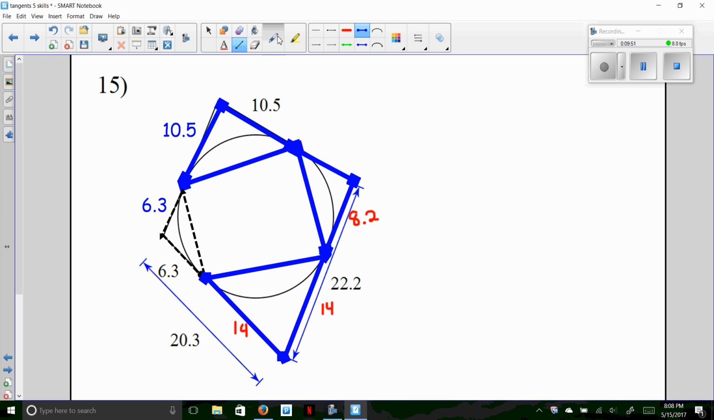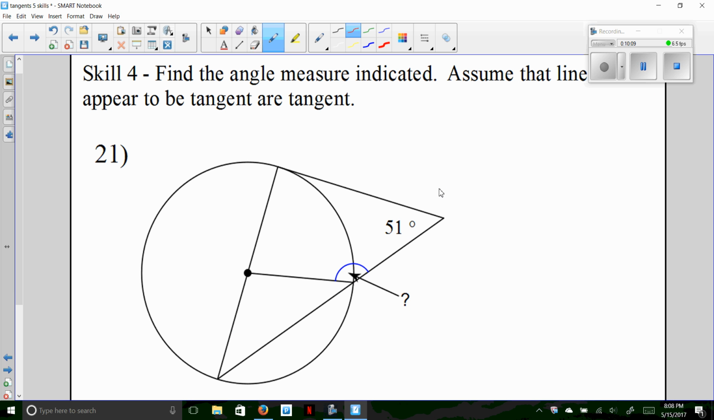So that means these two are equal, and this is an isosceles triangle, and these will be your congruent base angles. And if I do a half circle in here for a linear pair, I will get 39 plus something equals 180.